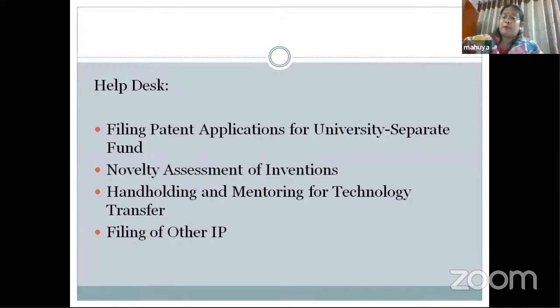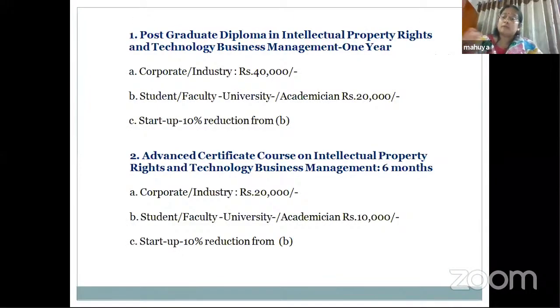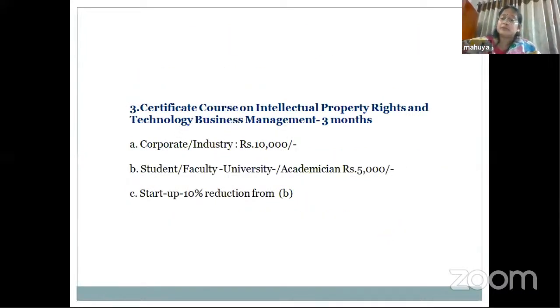So we are the help desk for filing any patent application, novelty assessment, handholding, and mentoring. We have started a new course. If you are interested, your faculty members and students, the course fee is low. A postgraduate diploma has started with Maulana Abul Kalam Azad University of Technology, for students, faculty, university, and academicians. It is 20,000. The advanced certificate course is 10,000 for 6 months, and the certificate is 5,000 for students, faculty, and university. I think you can opt for these courses.